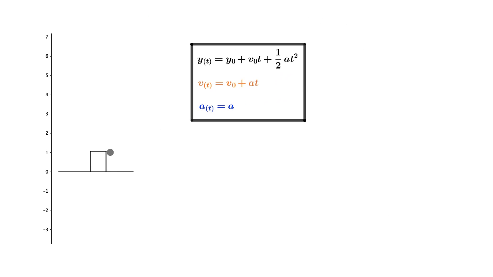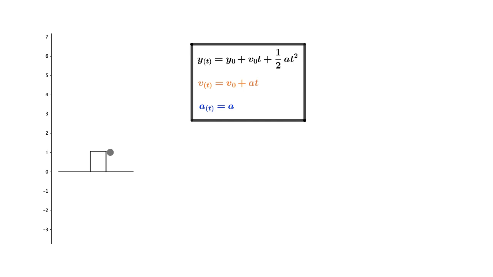In the next videos, we're going to learn how to use the equations of kinematics. We have three basic equations. One describes the position of an object at a moment in time. The other describes the velocity of an object at a moment in time. And the third describes the acceleration of an object with respect to time. Let's begin by discussing the first equation, which is written in black.